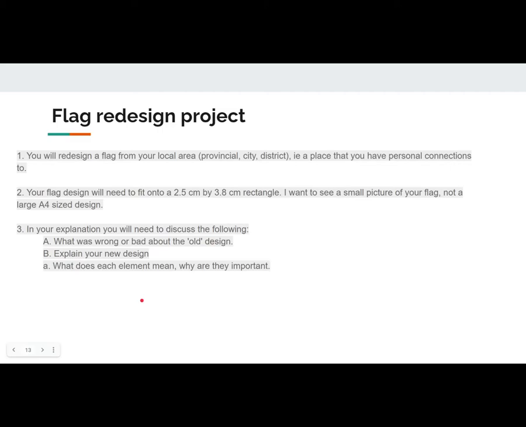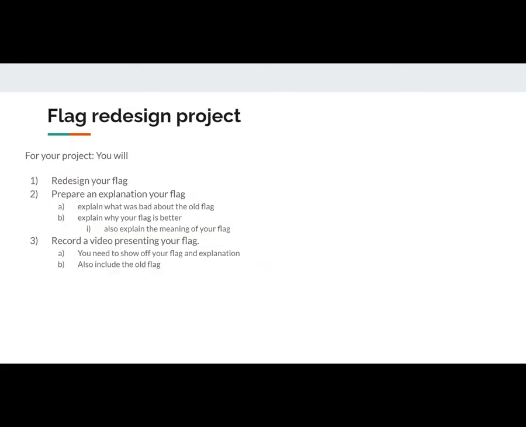Everything you put on your new flag has to mean something, and you need to be able to explain what that means. So you're going to redesign your flag, prepare an explanation of the flag, explain what was bad about the old flag, why yours is better, and explain the meaning of the flag, and record a video presenting your flag. You'll need to show your flag and explanation, and show the old flag so I can see what you're talking about. So you'll need to show the old one and your new design to compare them.